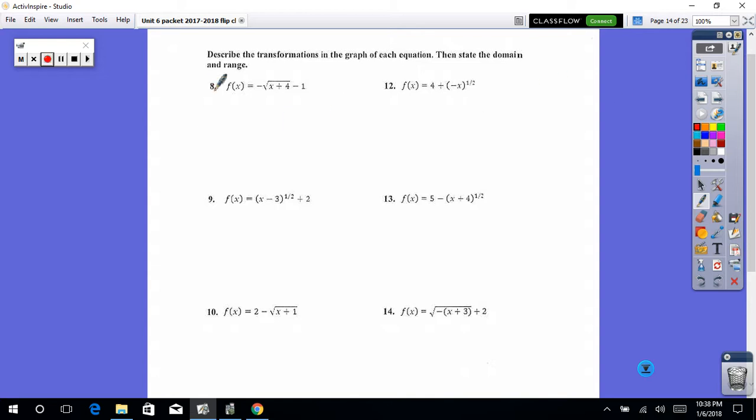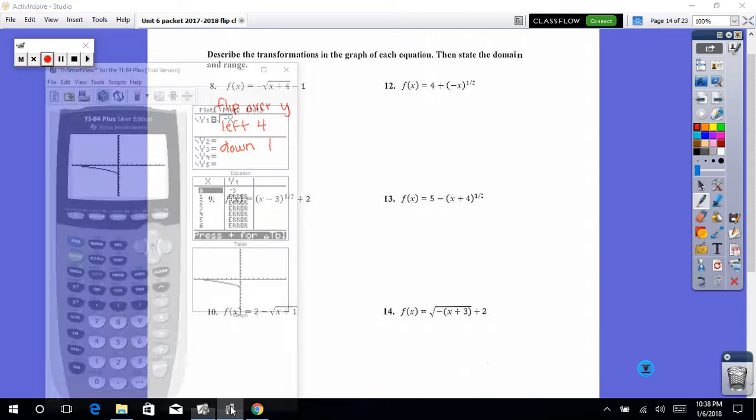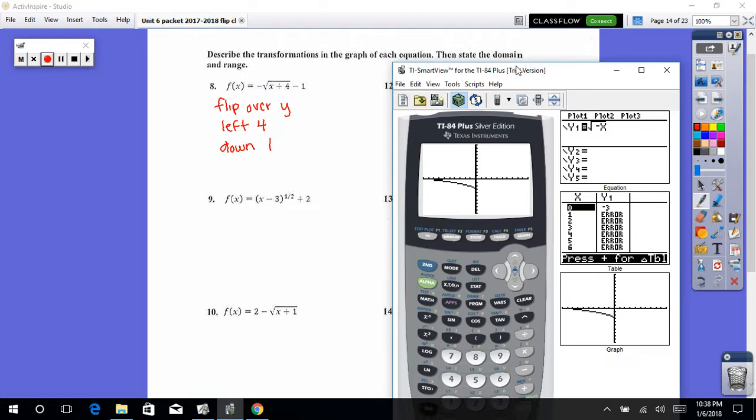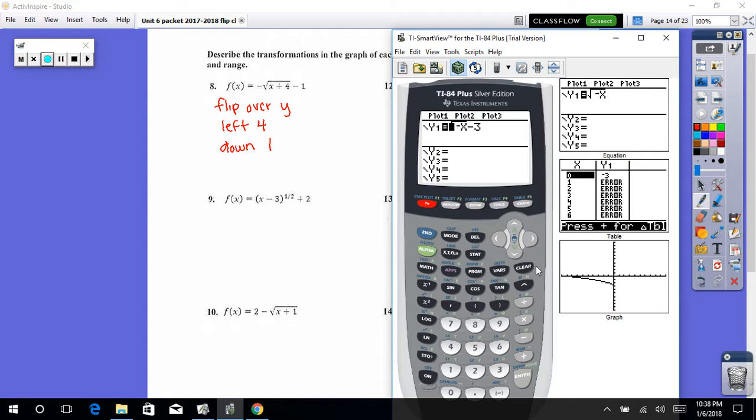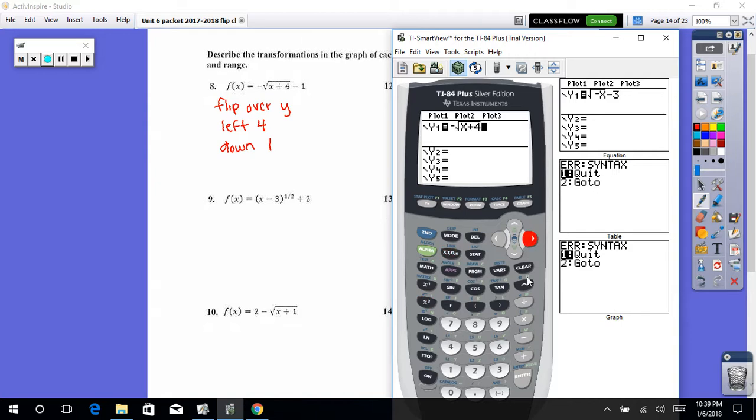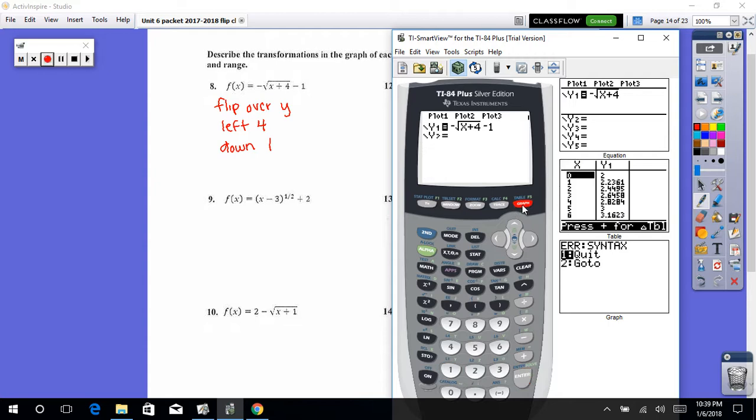Okay, but transformations, for this one we have a flip over the y, plus 4, so we moved left 4, and we moved down 1. So let's pull out our calculator and let's graph this equation. Y equals negative square root of x plus 4 under the radical, and then a minus 1 outside of the radical. Hit the graph button.